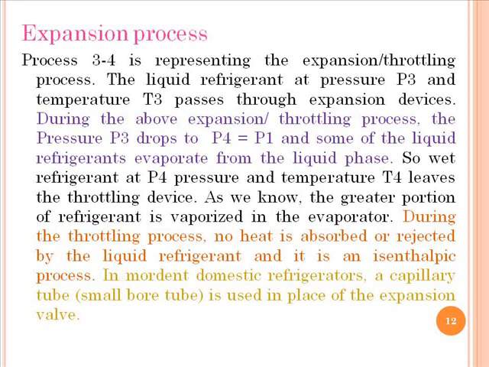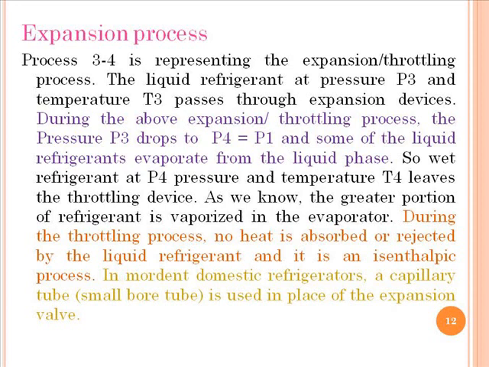Now the process 3 to 4 is the expansion process that happens in the expansion device. During the expansion process, the pressure drops from P3 to P4, where P4 equals P1. It is an isenthalpic process, so the enthalpy of the fluid before throttling and after throttling remains the same. In a modern domestic refrigerator, a capillary tube, that is a small bore tube, is used in place of an expansion valve.